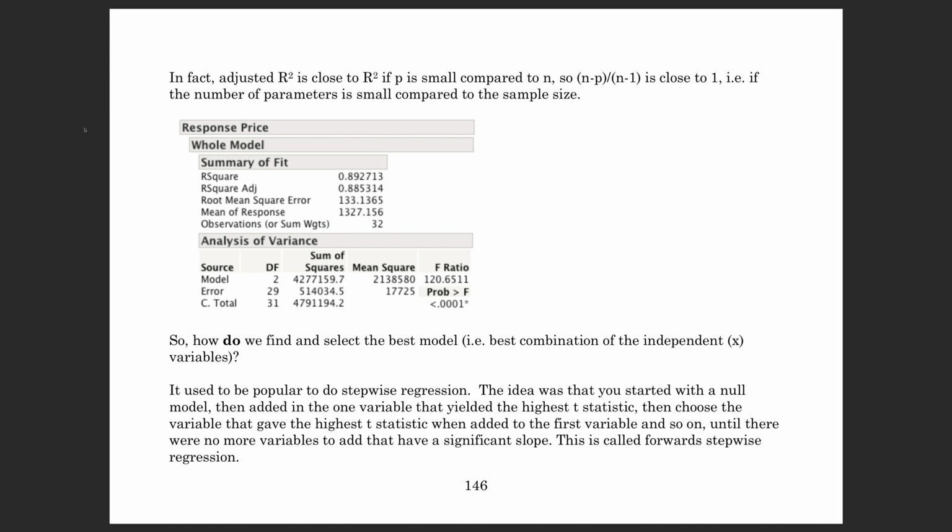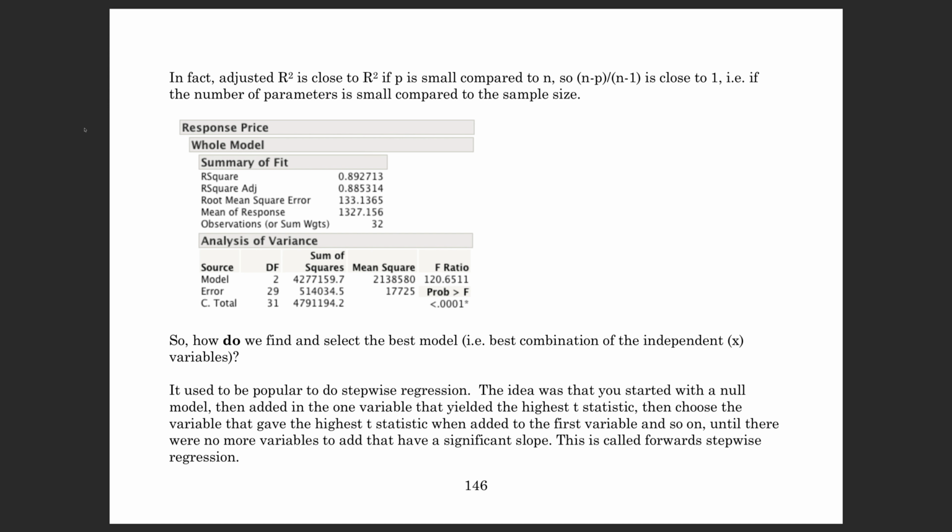So the idea originally for fitting linear regression models, multiple regression, was to do something called stepwise regression. You start out with your null model, and then you look at all your possible x variables and say which one seems to be most useful. Most useful would mean which one has the biggest t statistic, and you would add that variable into the model.